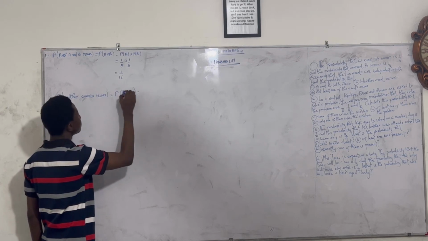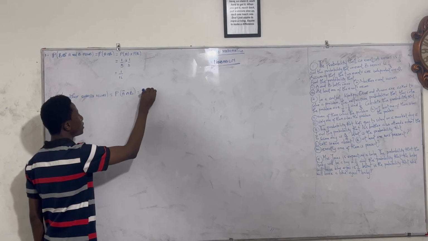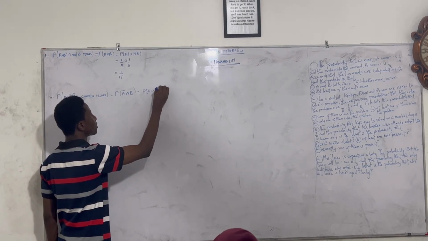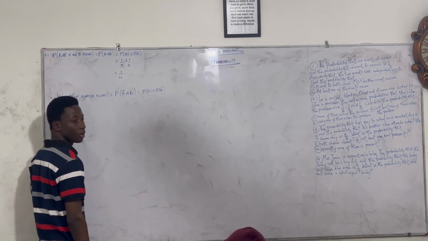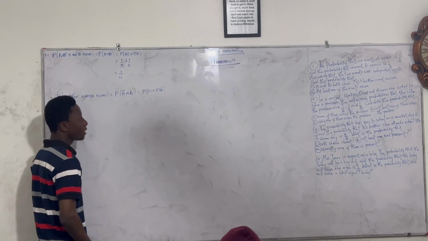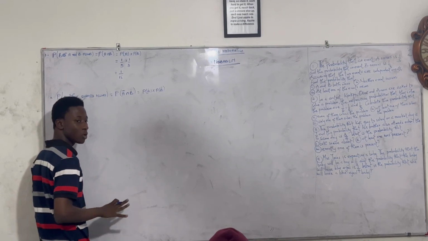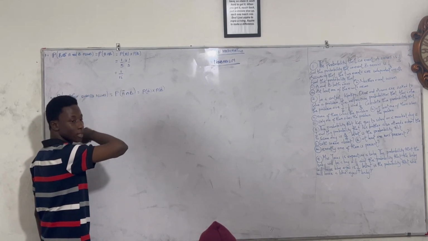And that's in set language. In probability terms, that will be the probability that A doesn't occur multiplied by the probability that B does not occur. Do we understand these things? Yes, sir. Neither event occurs means that A does not occur, B does not occur, and we use the bar on top to indicate.